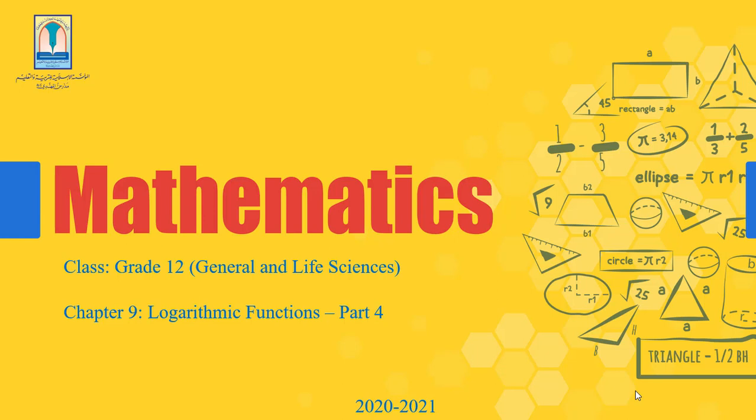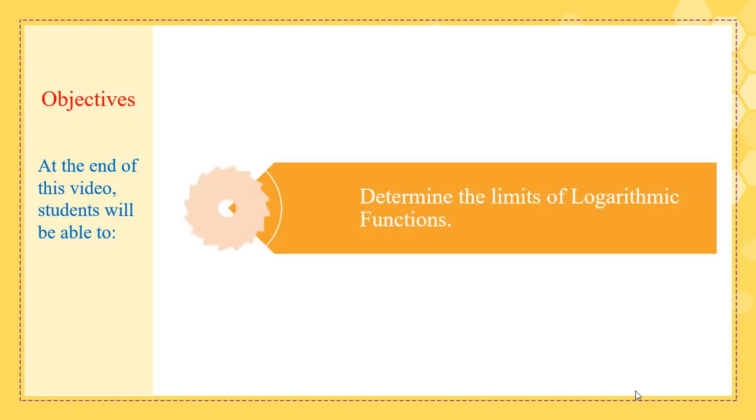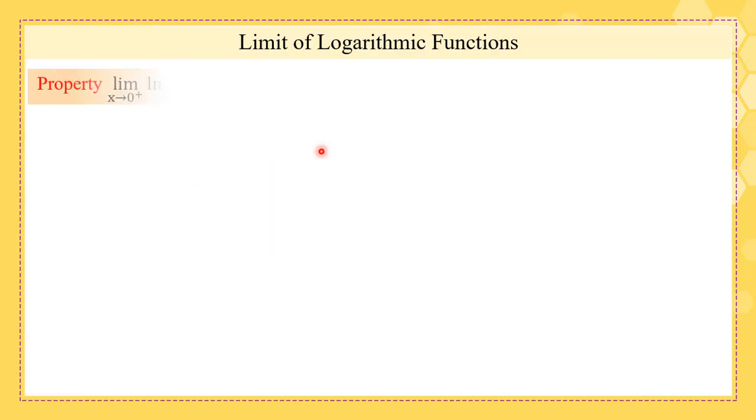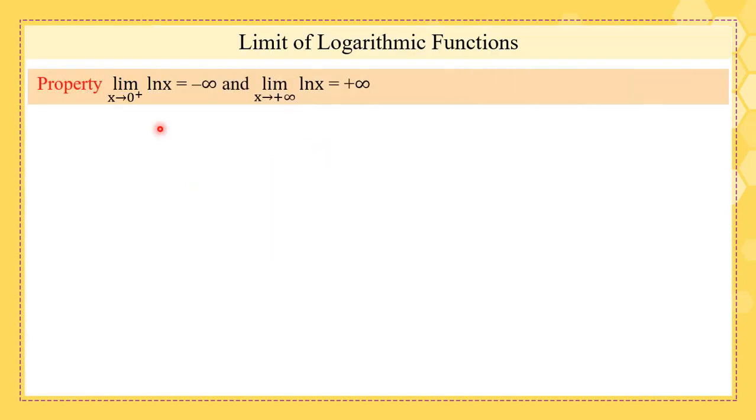Today we will see logarithmic functions part 4, which is limits. What is the limit of ln x as x tends to 0 plus? It's negative infinity. And what is the limit of ln x as x tends to plus infinity? It's plus infinity.